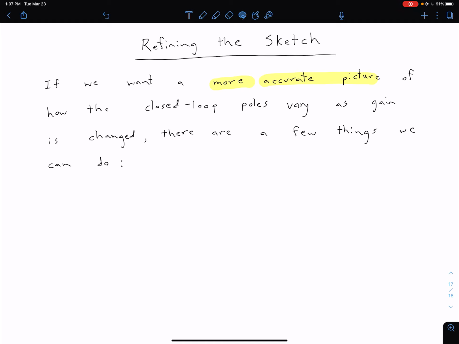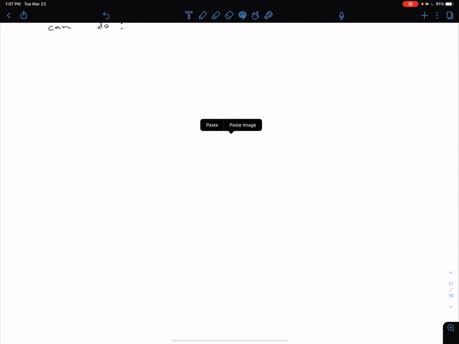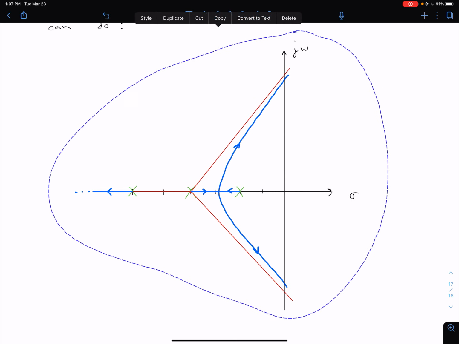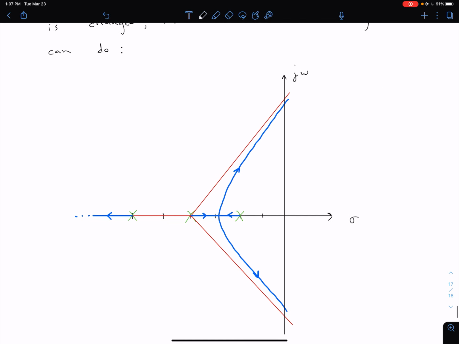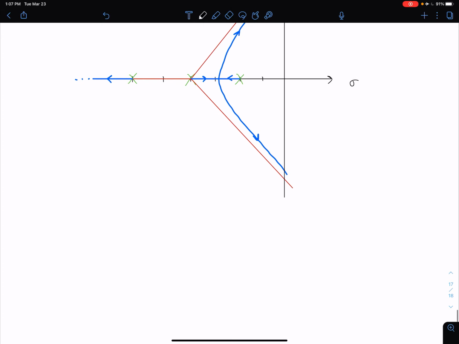So if we want to have a more accurate picture, there are a few different things that we can do. I've alluded to these a little bit in our last video, so I'm going to go ahead and put up our root locus that we had at the end of the previous video, and we're going to use this to discuss some of these items. So the first thing, which we again briefly mentioned at the end of the last video, was we can find breakaway and break-in points on our real axis.